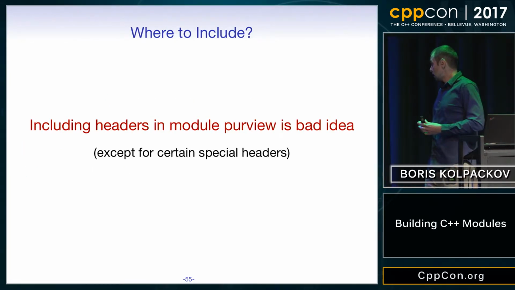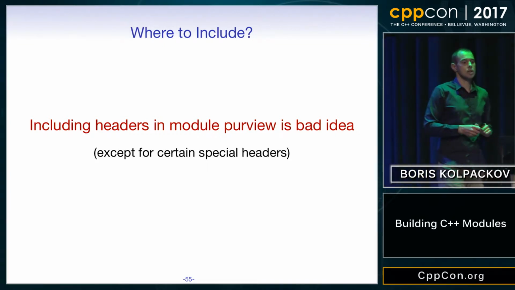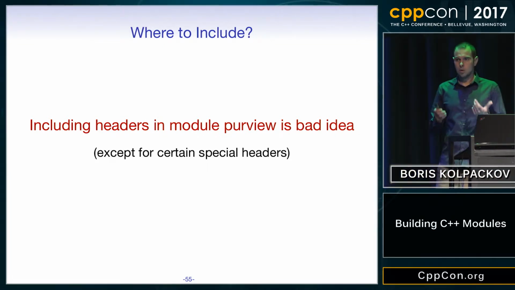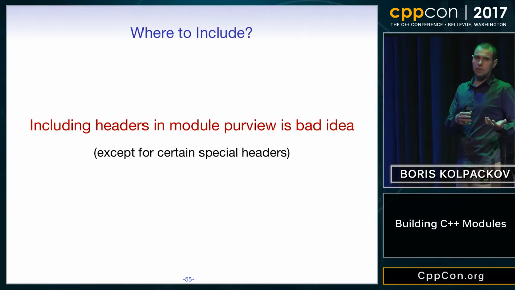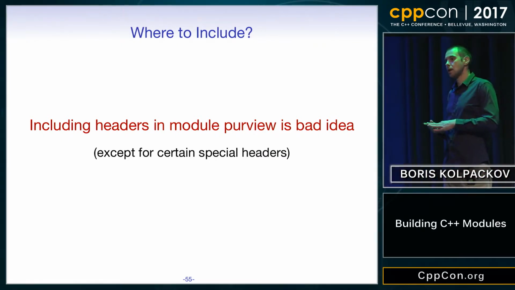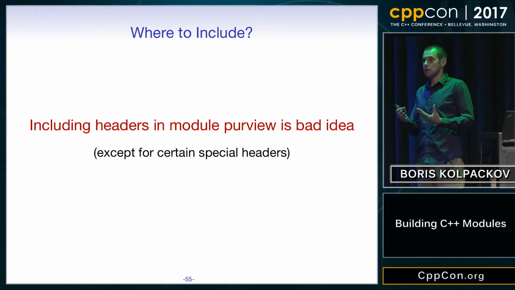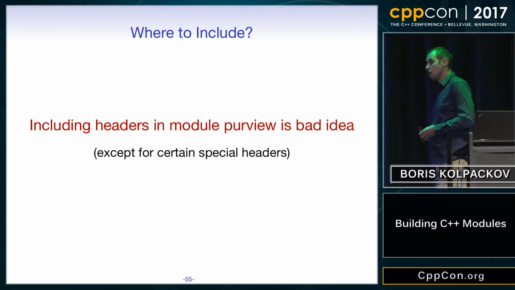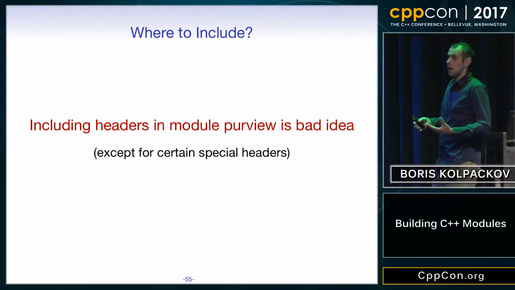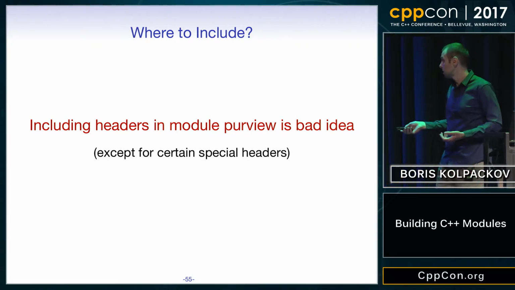So the guideline is clear here. I think including headers in module purview is a bad idea, except for some special headers. And the two common kinds are headers that only define macros, like for example a configuration file or export file that defines symbol exporting macros, as well as headers that we actually want to end up in the module purview. And a good example of that would be implementations of inline or template functions that have been factored into a separate header for code management reasons. Some of us like to do that.